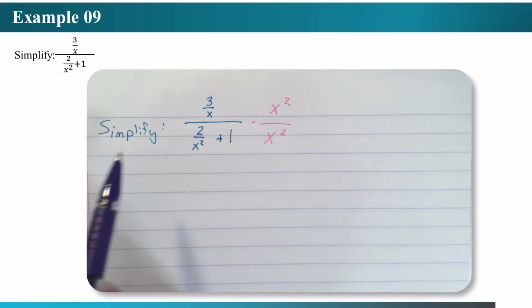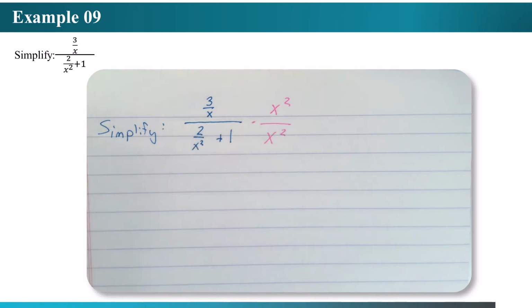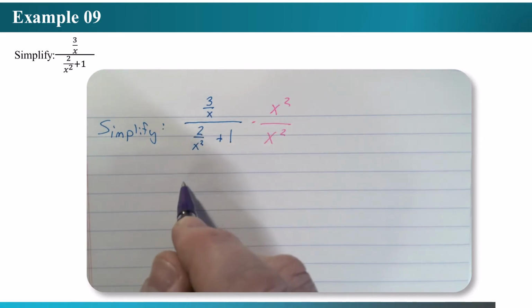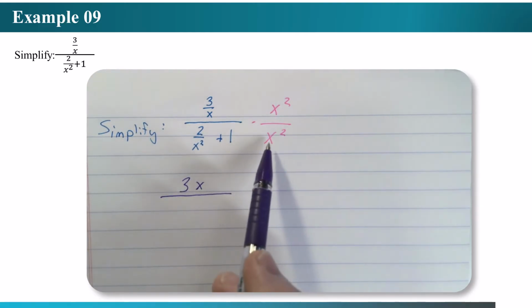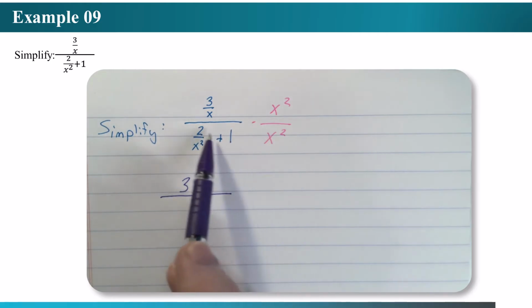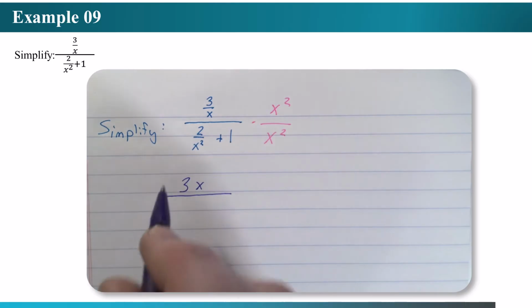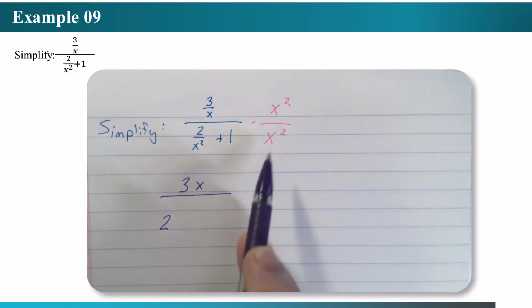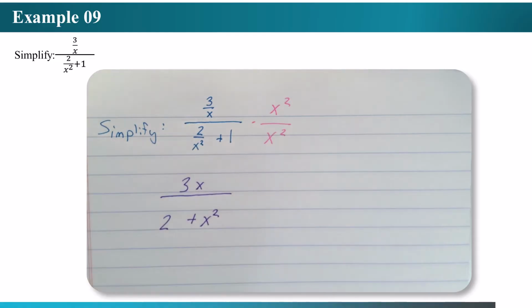But x squared times 3 over x, one of these x's would cancel with one of these. That would just leave me with a 3x up here in the numerator. And when I multiply by x squared here times this entire denominator, now remember you've got to multiply this by both terms, x squared times 2 over x squared just leaves me with a 2, and x squared times 1 leaves me with an x squared. And so we've simplified this down to 3x over 2 plus x squared.